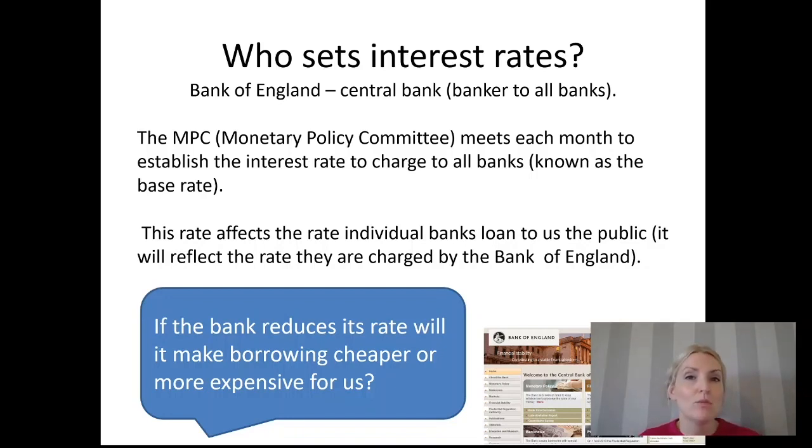Now, the base rate isn't what you and I pay. That's totally different because the banks add on their percentage on top. If the Bank of England and the Monetary Policy Committee decide that the base rate will be 5%, say, then the bank will add their little percentage on top, and that means that interest rate could be 7, 8 or 9%. So this rate affects banks, which then affects us as the public, and it's all reflected in the decisions that are made at the Bank of England.